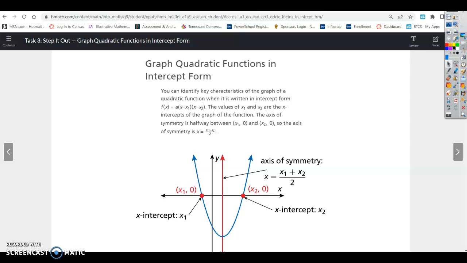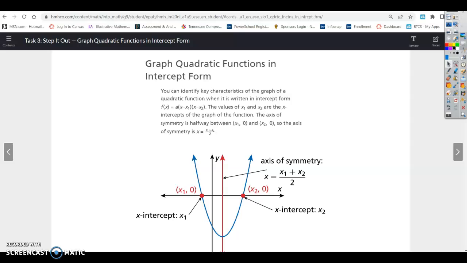Lesson 19.3, Task 3. Graph quadratic functions in intercept form. You can identify key characteristics of the graph of a quadratic function when it's written in intercept form. f(x) = a(x - x1)(x - x2). The values of x1 and x2 are the x-intercepts of the graph of the function.